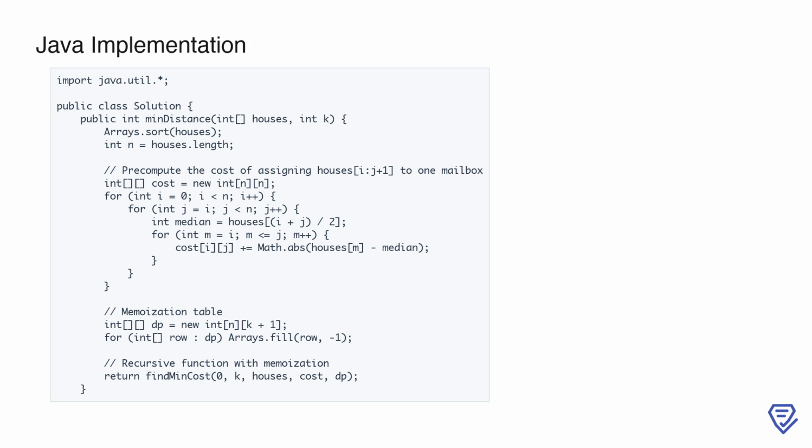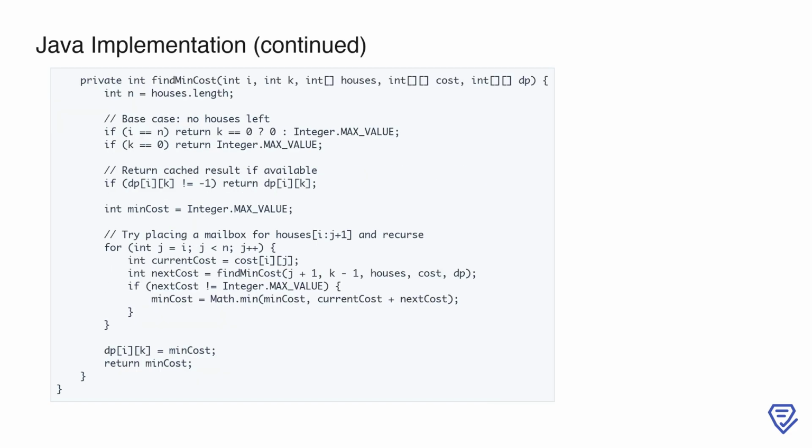This pre-computed cost is stored in a 2D array called cost. We then initialize a memoization table dp to store intermediate results, filling it with -1 to indicate that no values have been computed yet. Finally, we call a helper method, findMinCost, to calculate the minimum total distance using recursion and memoization. The findMinCost method is defined to handle the recursive logic of the problem. It takes the current house index i, the remaining number of mailboxes k, the sorted house positions, the pre-computed cost matrix, and the memoization table as inputs.